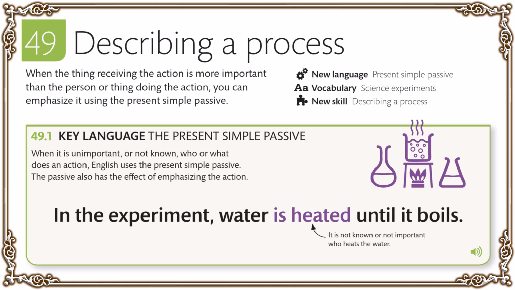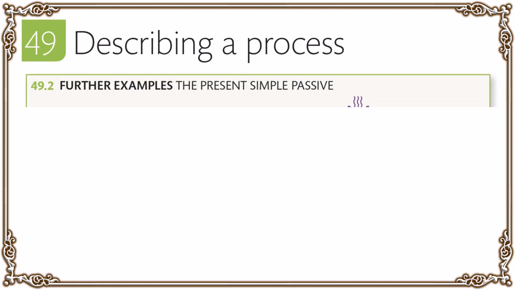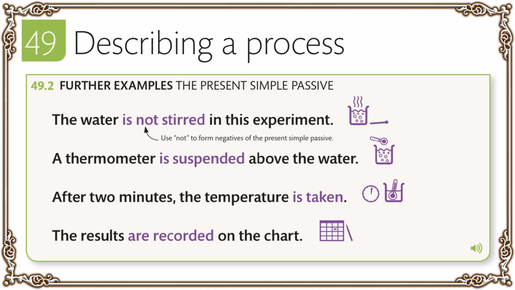In the experiment, water is heated until it boils. The water is not stirred in this experiment. A thermometer is suspended above the water. After 2 minutes, the temperature is taken. The results are recorded on the chart.